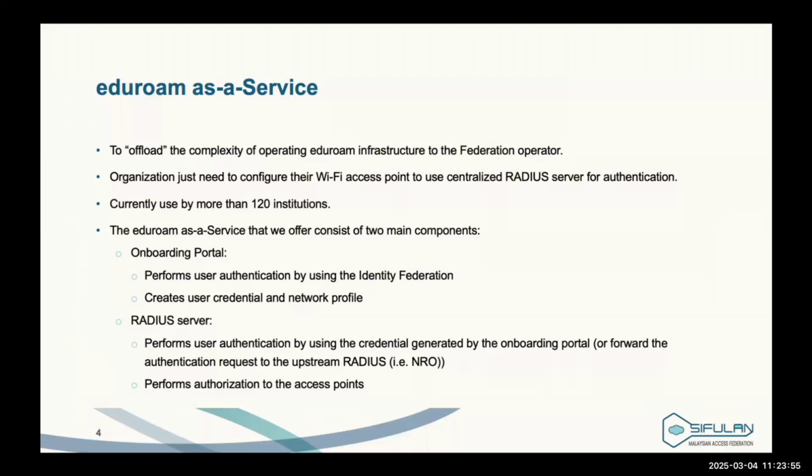And then the second component is the Radius server itself. It performs user authentication by using the credential generated by the onboarding portal, or forwards the authentication request to the upstream Radius or the NRO. This is just in case there are visiting users to their institution that need to be forwarded to another IdP. It also performs authorization to the access point.